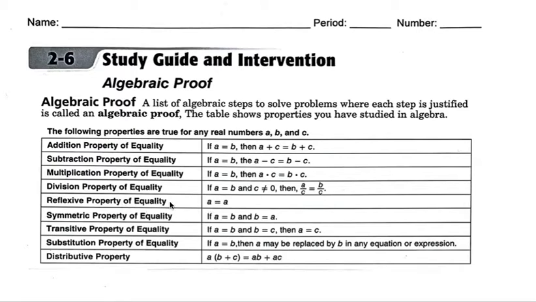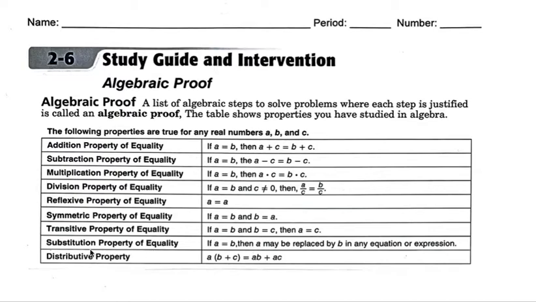Reflexive property, I call this no duh. A equals A, no duh. Symmetric property: if A equals B, then B equals A. Again, that's a no duh. You can flip them. Transitive property, this is a cool one. I think of a train here. If A equals B, if that car is connected to this car, then these two are connected also. A equals B and B equals C, therefore we know the two outside ones, A and C, are also equal or connected.